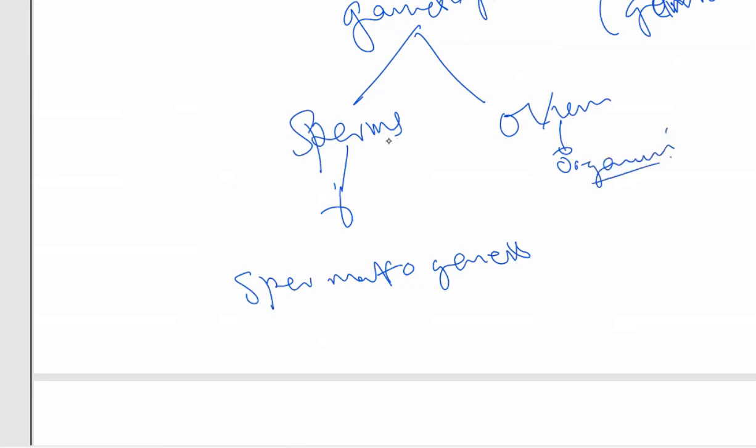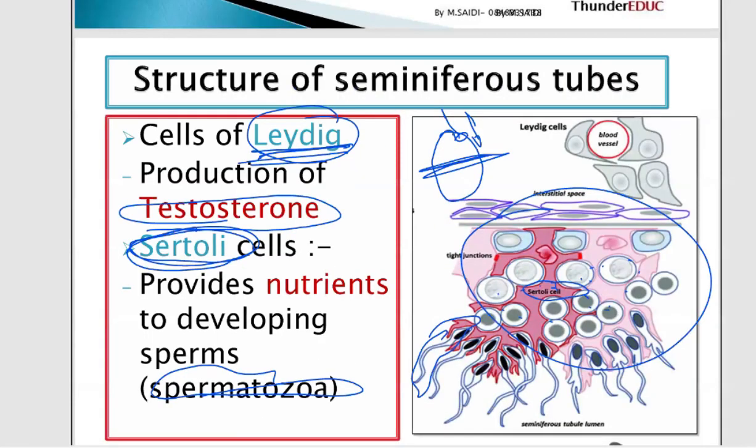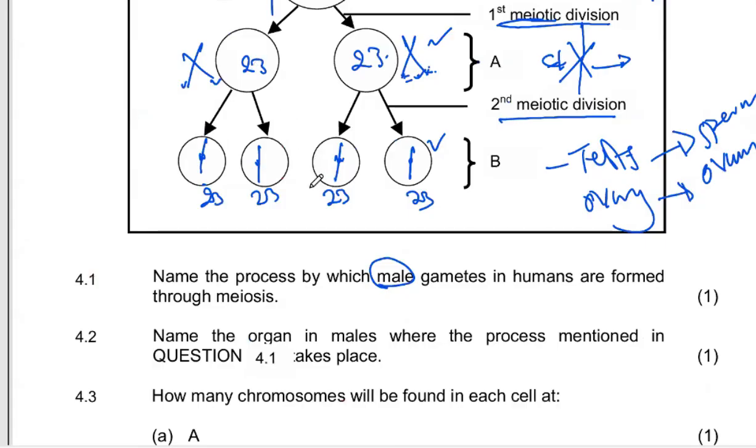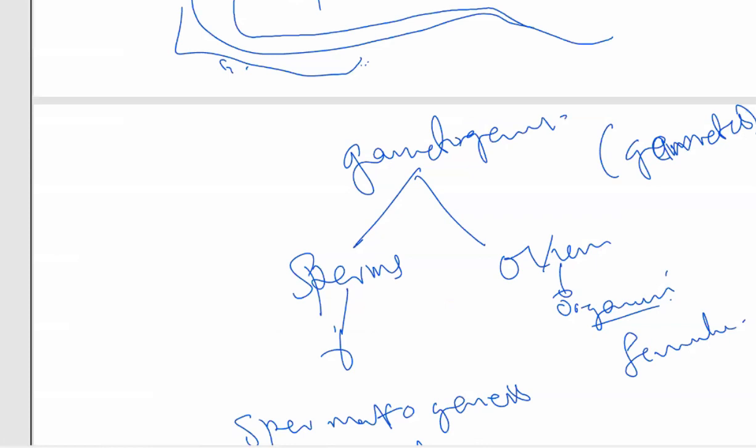So once I know that, I will come back. We know that this is in male, this is in female. So now I go back to check: name the organ in male where the process mentioned above occurs. We say it is testis. Then they say, name the process by which male gametes are formed. Male gametes, so it is spermatogenesis.